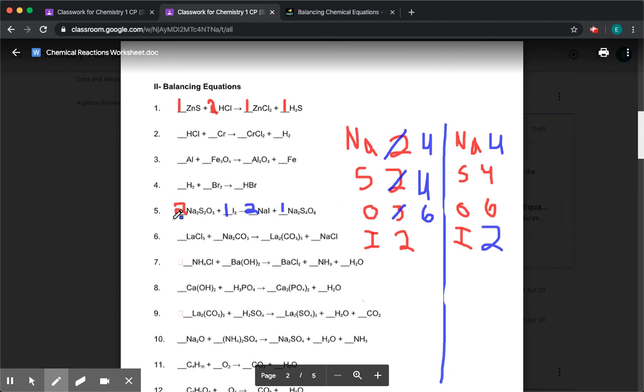Okay, it's just about accounting and checking that you have the same number of each element on both sides. That's all balancing equations is.